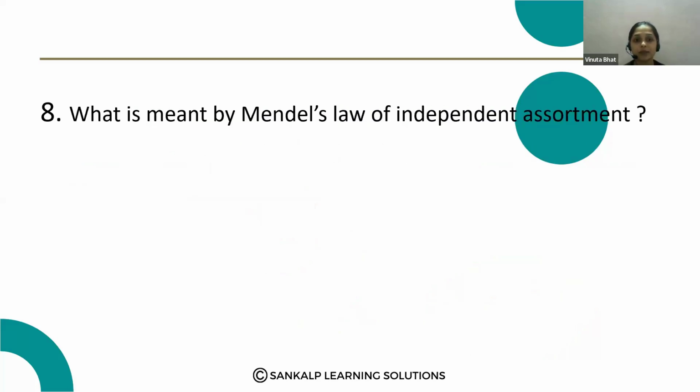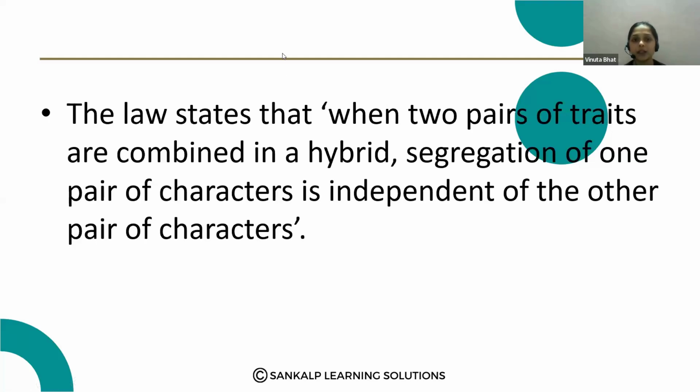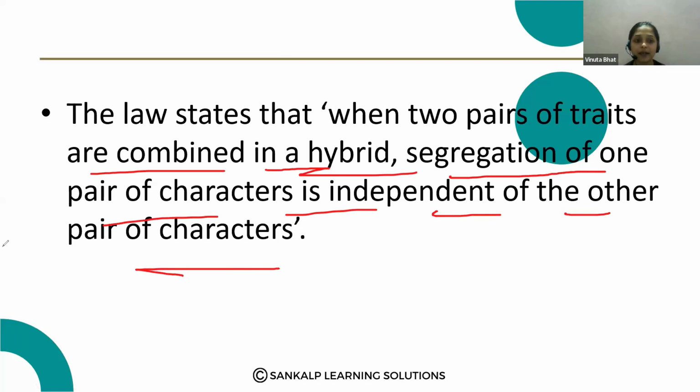Next question. What is meant by Mendel's law of independent assortment? This is a law concluded by Mendel by performing the dihybrid cross. The law states that when two pairs of traits are combined in a hybrid, segregation of one pair of characters is independent of the other pair of characters.